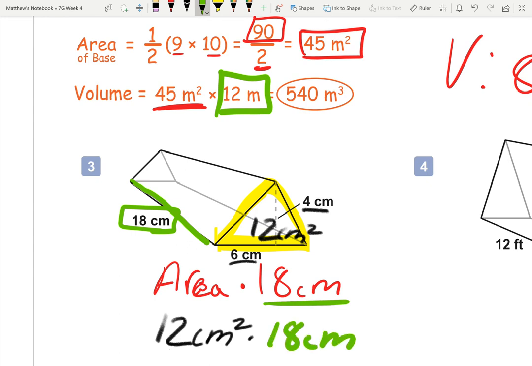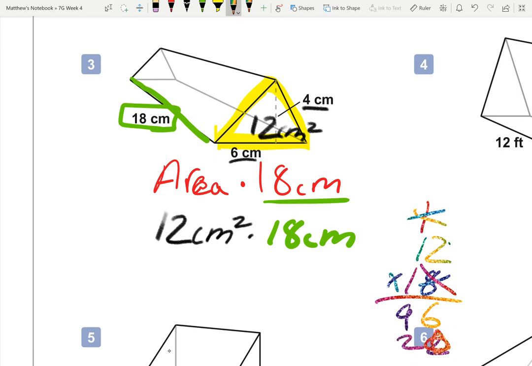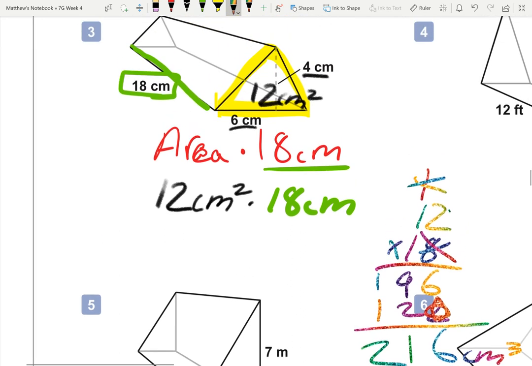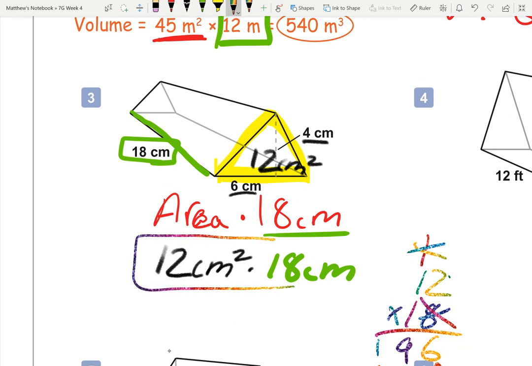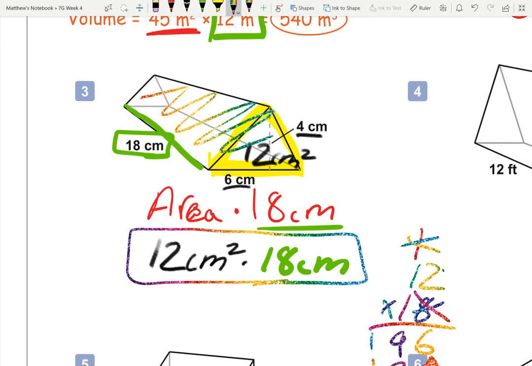when we do that, we're going to end up with, let's see, 12 times 18. 8 times 2 gives me 16. Carry the 1. 8 times 1 gives me 8, plus the 1 gives me 9. Done with the 8. And now I'm moving on to 1 times 2 gives me 2. Well, gotta have my placeholder. 1 times 1 gives me 1. So, should give me 216 centimeters cubed if I multiply my area by my length of 18. That's the entire volume here.